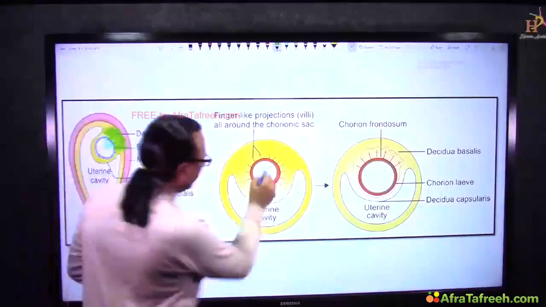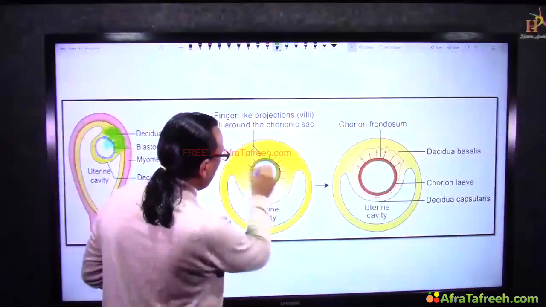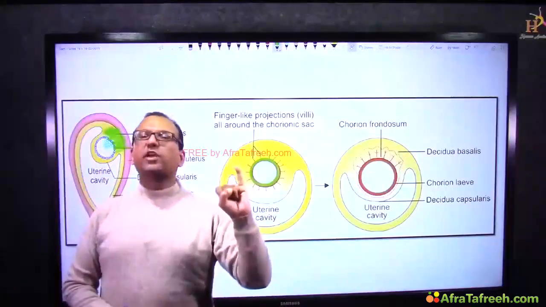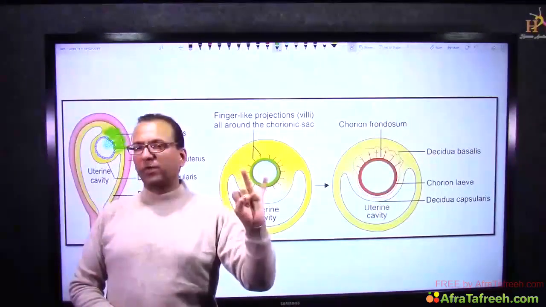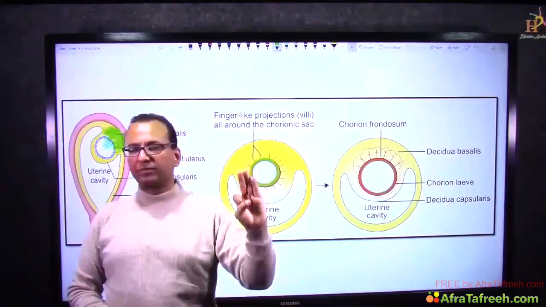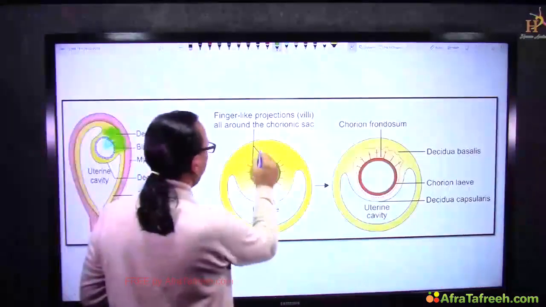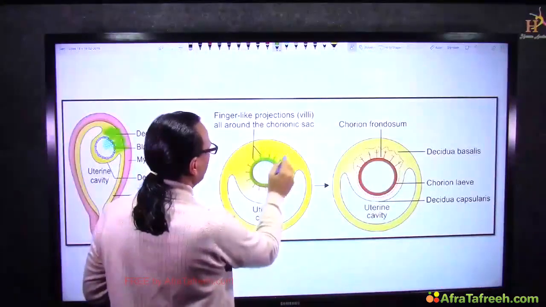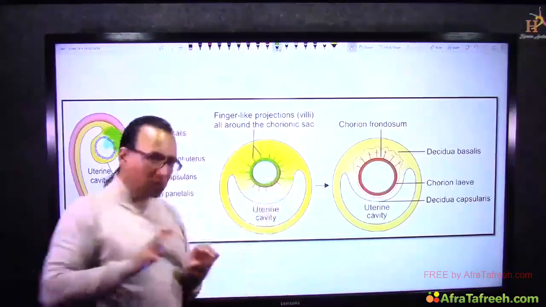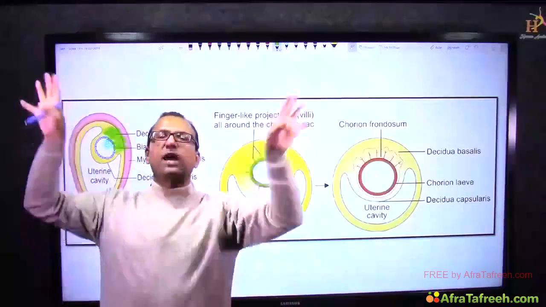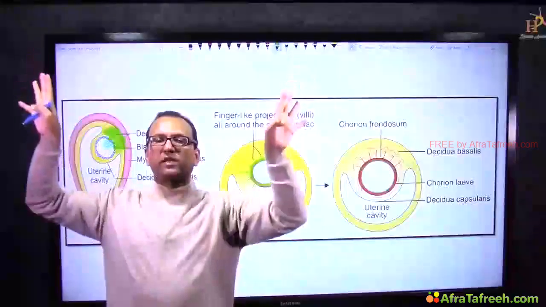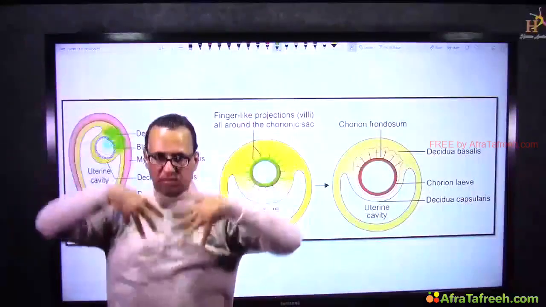If you remember, the fetus is covered by chorion. What is chorion? Extraembryonic mesoderm plus cytotrophoblast plus syncytiotrophoblast. This is chorion. And that chorion has finger-like projections, and those finger-like projections are called chorion villi. Now these chorion villi want to penetrate the maternal placenta to have some utero-placental or fetal placental circulation to derive blood from the mother.